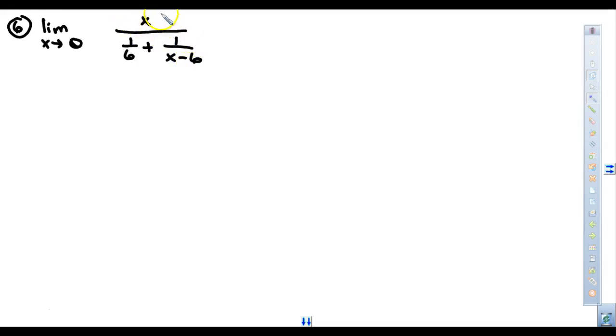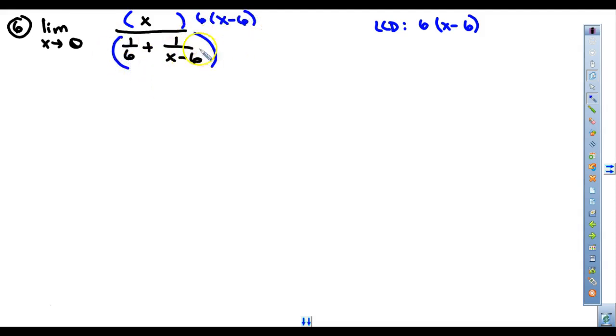Now, the top of this complex fraction is just x. The bottom of this complex fraction is 1/6 plus 1 over x minus 6. So, my least common denominator here would just be this denominator, 6, times that denominator, x minus 6. So, I am going to multiply top and bottom by that least common denominator, 6 times x minus 6, and multiply all of this, 6 times x minus 6.